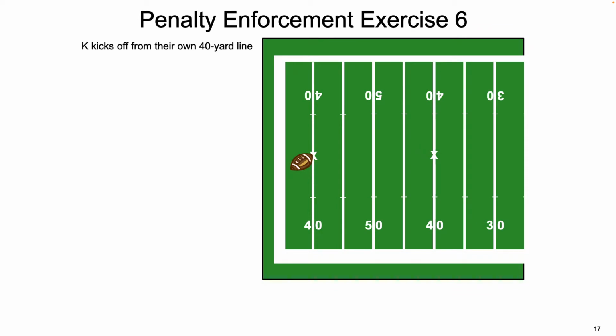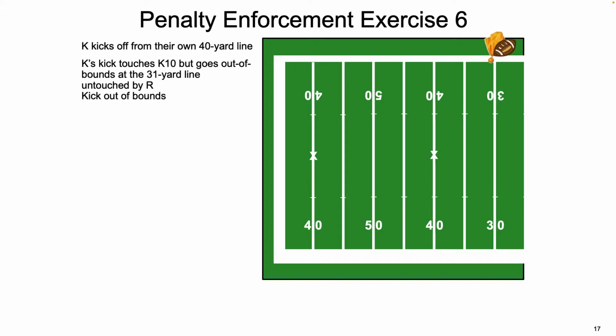Play number 6. K kicks off from their own 40-yard line. This is a kickoff or a free kick. K's kick touches K10, but it goes out of bounds at the 31-yard line, untouched by R. So we got a kick out of bounds penalty. The ball went out of bounds at the 31-yard line. So we have live, dead, multiple. What do we have here?